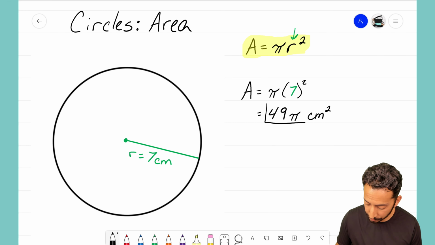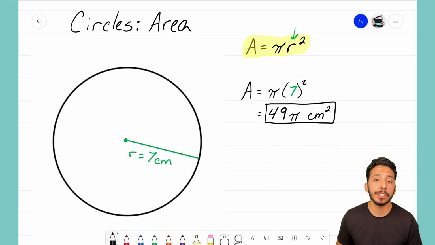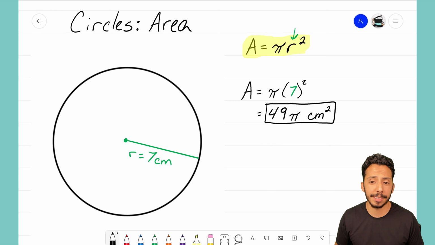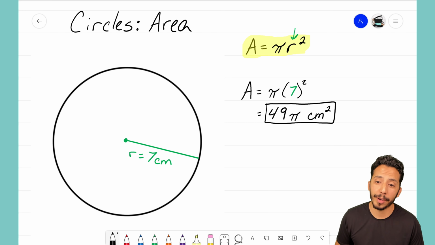Please recognize that we are finding the area of the circle, so your units now change to the squared version: centimeters squared, or inches squared, feet squared, yards squared, whatever your unit is. Be sure to change that to the squared version.